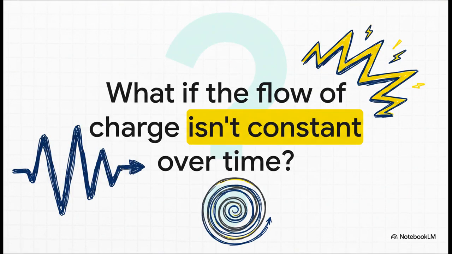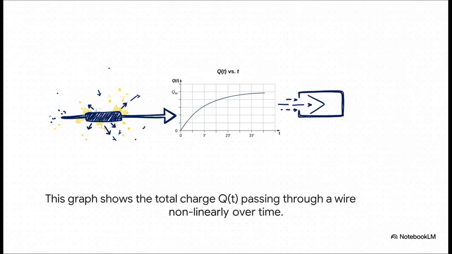Now, that example assumed the flow was nice and steady. But what happens when things are more dynamic? What if the rate of flow is changing from one moment to the next? How do we talk about the current then? Well, this is where we need to pull out a more powerful tool. Take a look at this graph. It shows the total charge, Q, that's passed through a wire as a function of time, t.